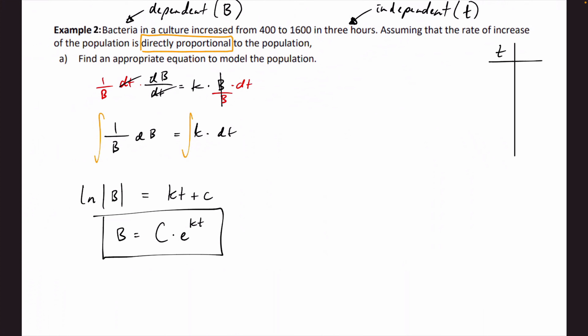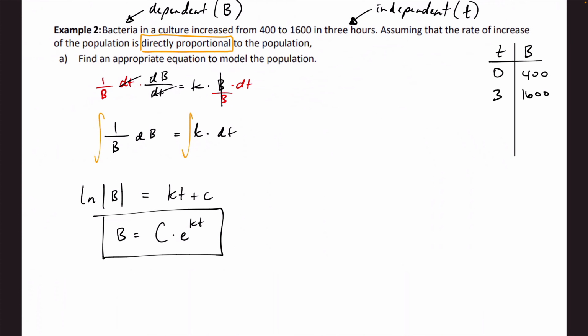I know that at the initial time, there was 400 bacteria, and then 3 hours later there was 1,600 bacteria, right? That's all I know. I don't know how much it was growing after that. I don't know if there's a pattern. I think it's exponential, but I'm not sure.